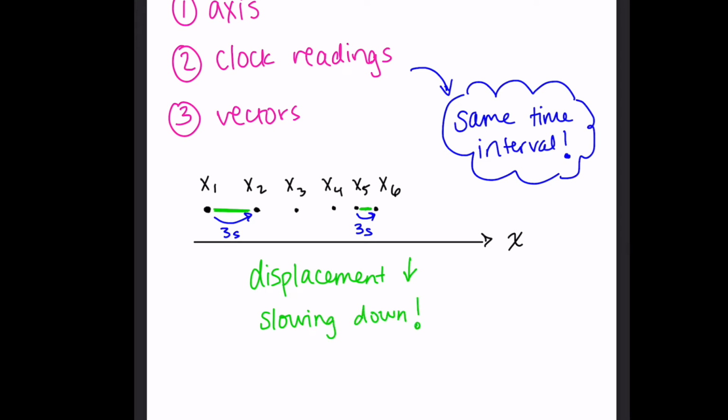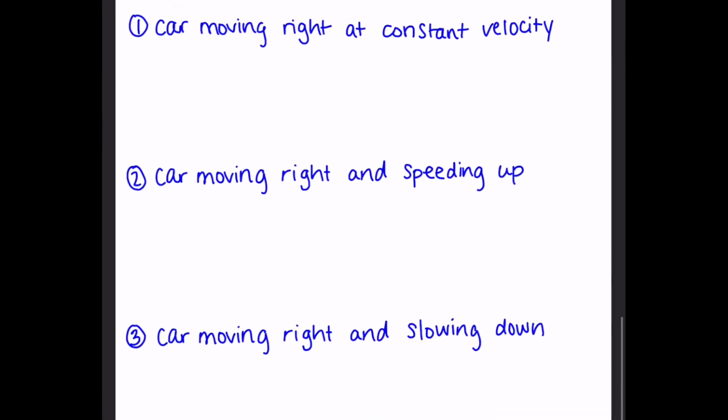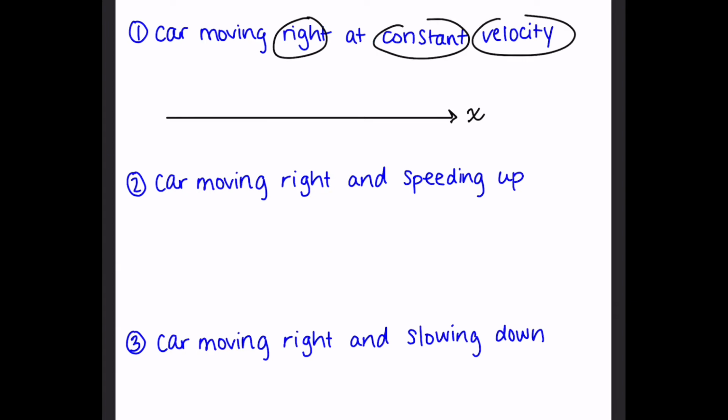Let's look at some scenarios where we can use motion diagrams to describe the motion of an object. Our first scenario is where a car is moving right at constant velocity. So let's draw our first part of the motion diagram. Let's include our axis. Let's indicate the positive direction of motion. This is the position axis. And now let's put our clock readings. So we have 3 things going on here. We have right, constant, and velocity. Let's address all of these in turn.